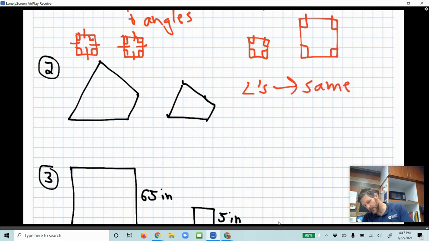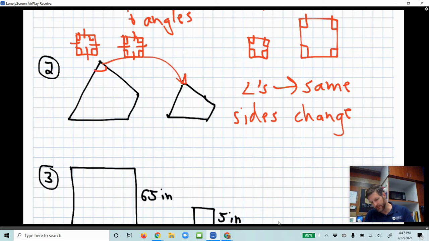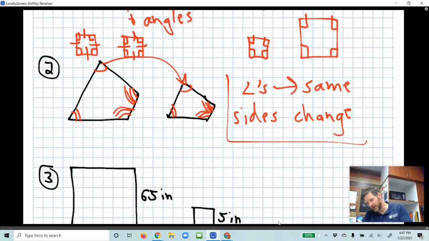Angles are the same, whereas the sides change. So again, you can look at these two polygons that I've drawn. This angle here would be equivalent to that angle. This angle here would be equivalent to that angle. This one to this one, and finally this one here. Okay, so the angles stay the same, but the sides change. Okay, not both.